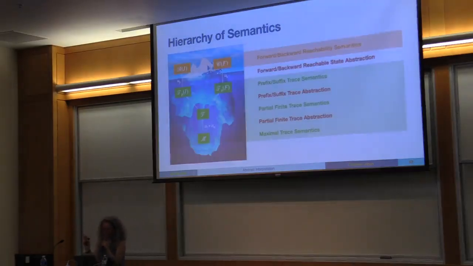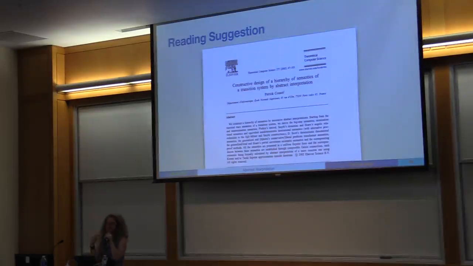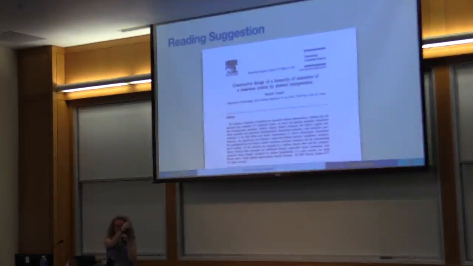Okay, so we're done with this hierarchy of semantics. This is a bit of a summary of what we've seen. The most general starting point is this maximal trace semantics, and then with all the other ones, you lose some information along the way. And depending on the property we care about, as we will see in a moment, we can stop at any point in this hierarchy. If you want to know more about the hierarchy of semantics, you can look at this paper here.